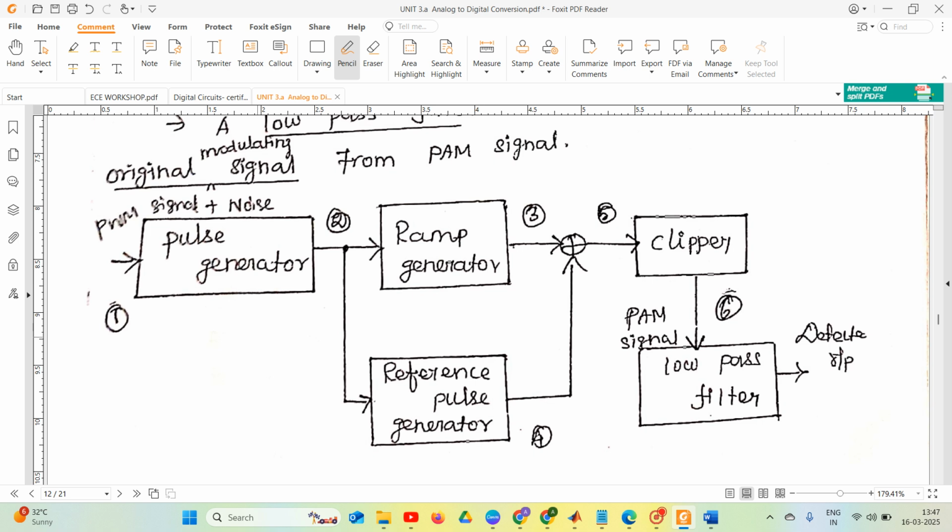So here first we are applying the PWM signal plus noise. As I said, in the circuit itself we will get noise in the transmission medium, so the PWM signal is distorted by the noise. So the PWM signal plus noise is the input of our pulse generator. The pulse generator removes the noise. It gives only clear rectangular pulses, that is, only the PWM signal we will get at the output of the pulse generator.